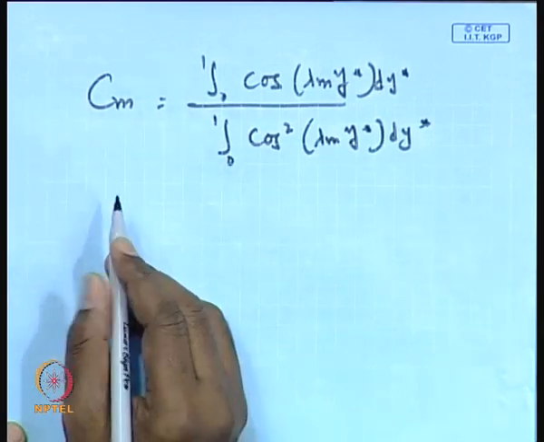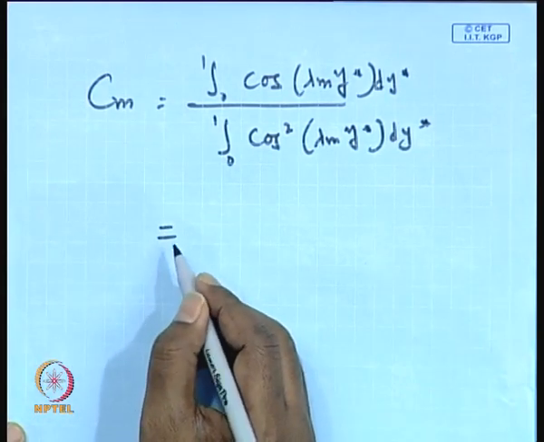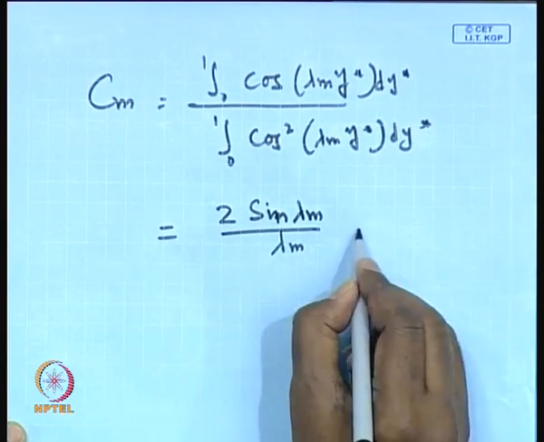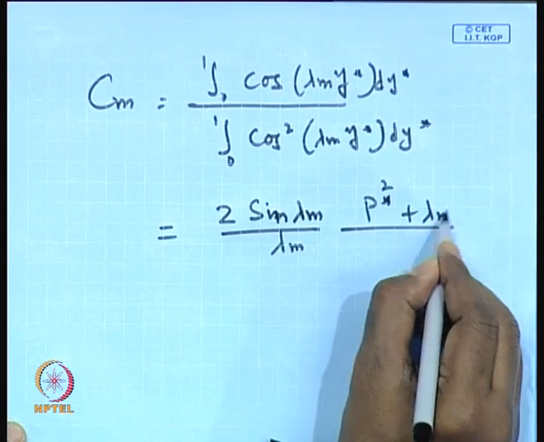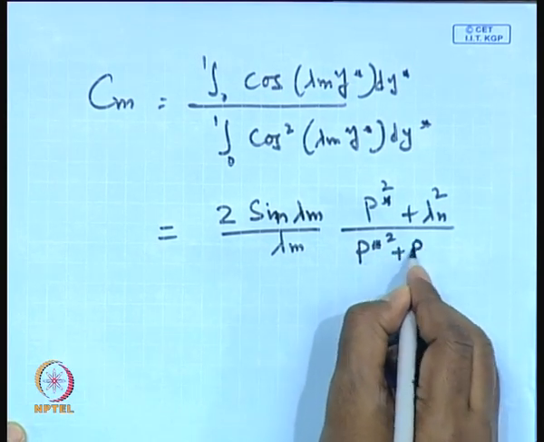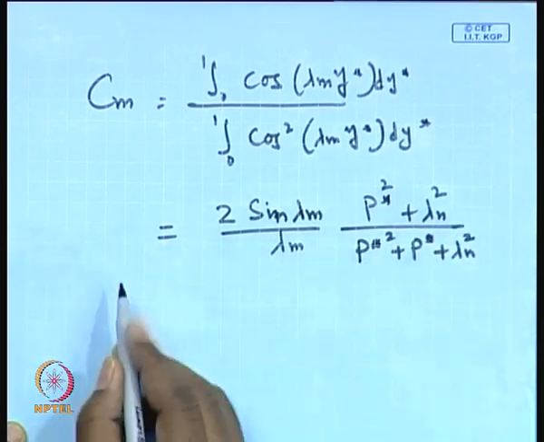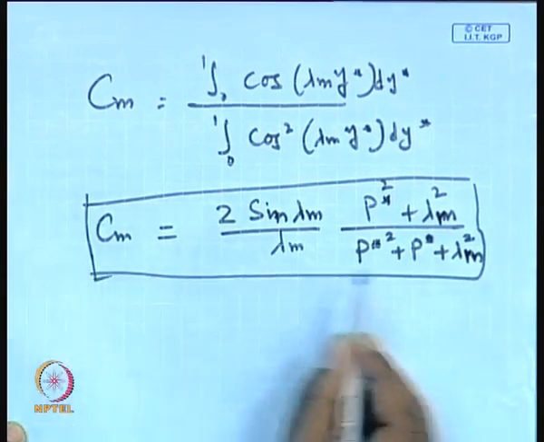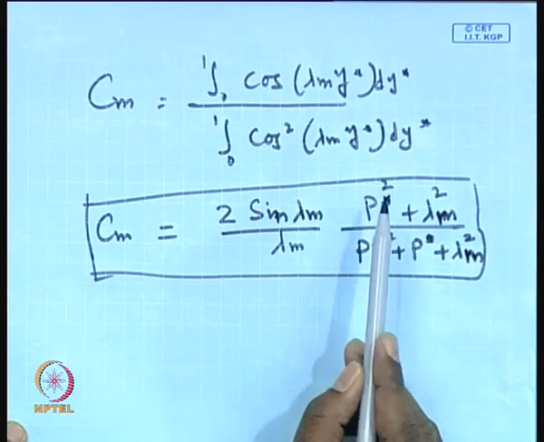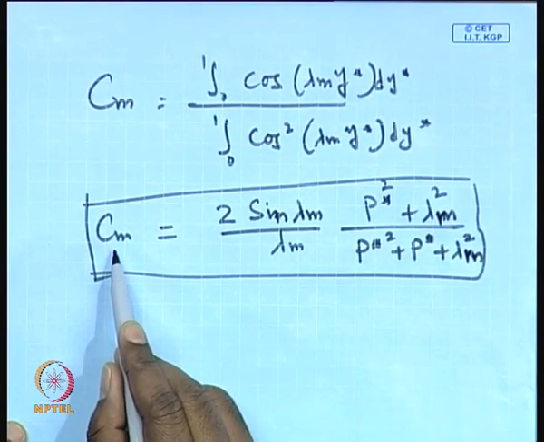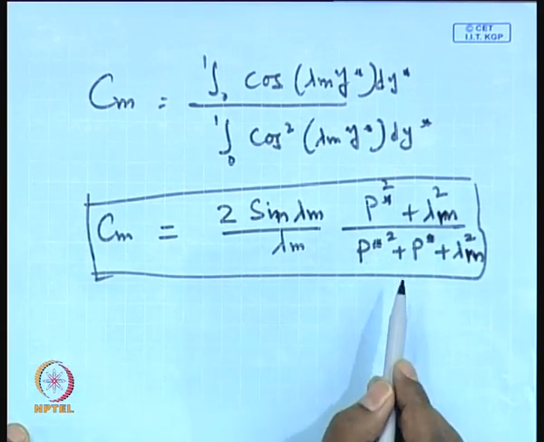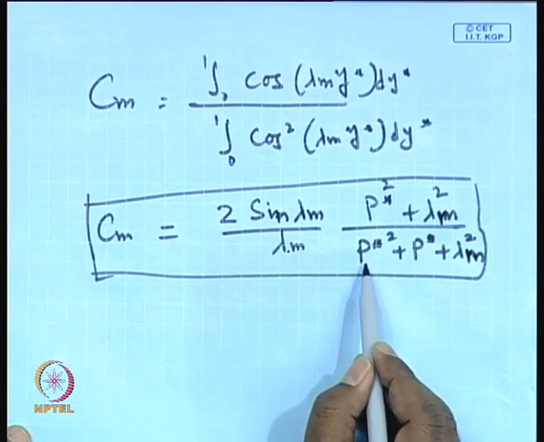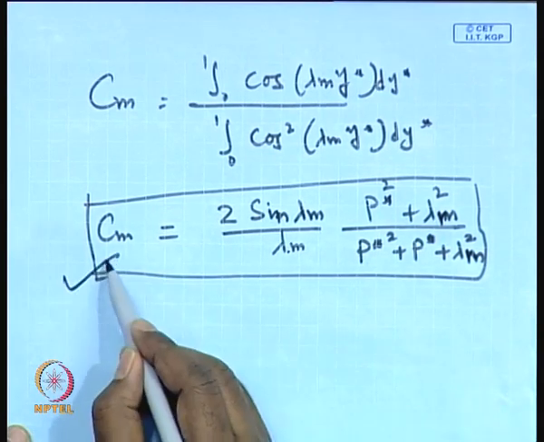Now, if you really carry out this integration, I'm leaving a couple of steps to you. This becomes 2 sine lambda m divided by lambda m, with a factor involving p star square plus lambda m square divided by p star square plus p star plus lambda m square. This is a straightforward integration. You can carry it out by yourself and check that the value of constant C m turns out to be this. Since lambda m are known, because lambda m are the roots of the characteristic equation that we are going to evaluate numerically, sine lambda m will be known, lambda m will be known, and p star is nothing but an operating condition depending on the characteristic of the membrane. So, you can evaluate the constant C m.